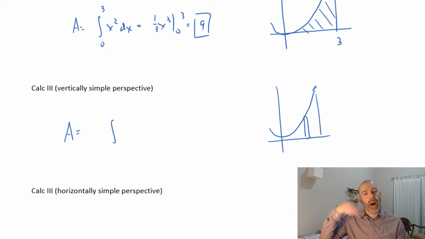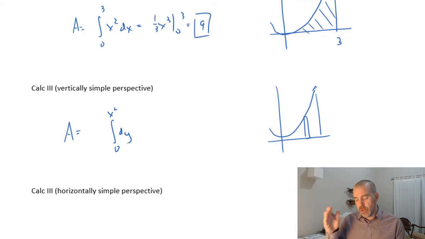Well, we're adding up y, and y goes from 0 up to the parabola. And then we're just integrating dy. And then we want to add all those up. X goes from 0 over to 3. And we're going to add those up, 0 to 3 dx. And we can compute this. This ends up being exactly the same thing.